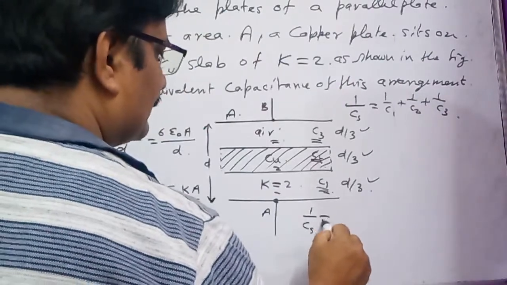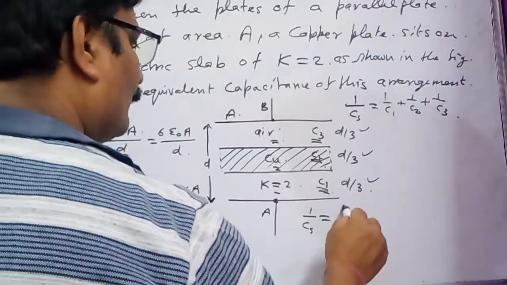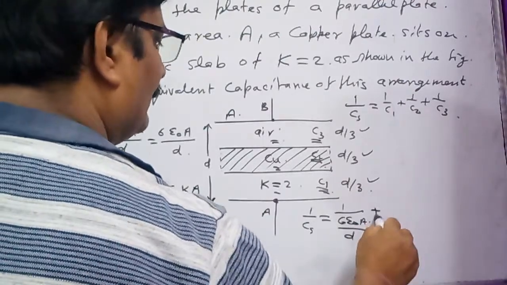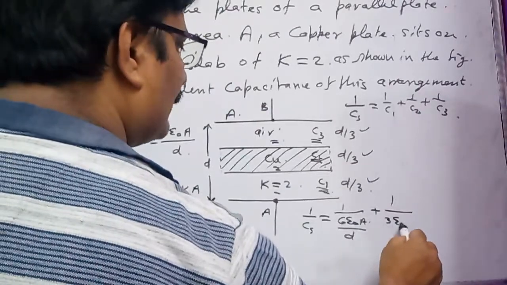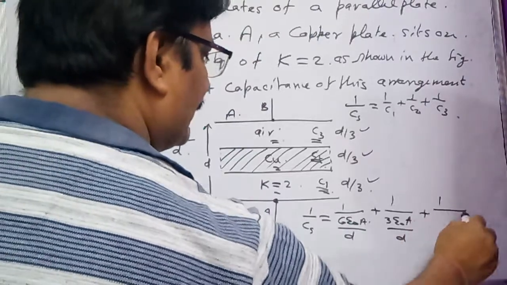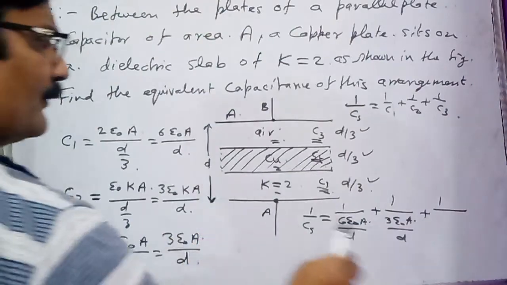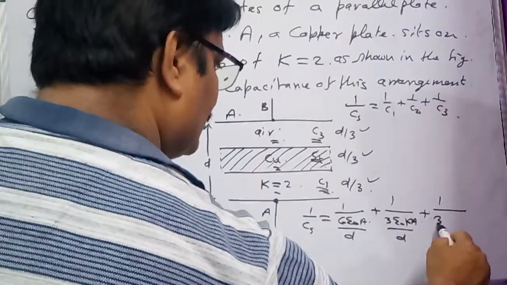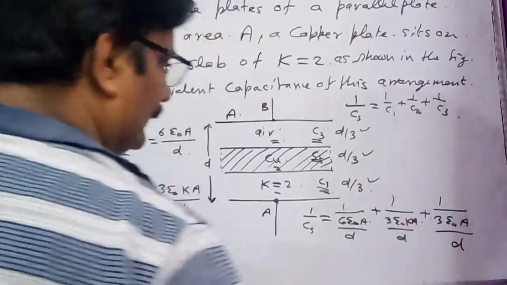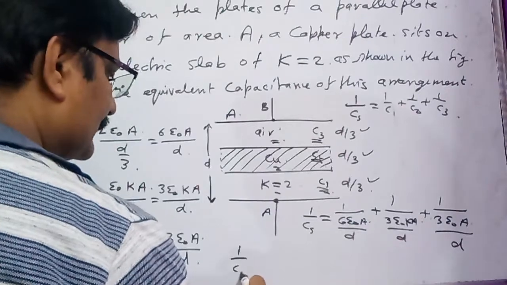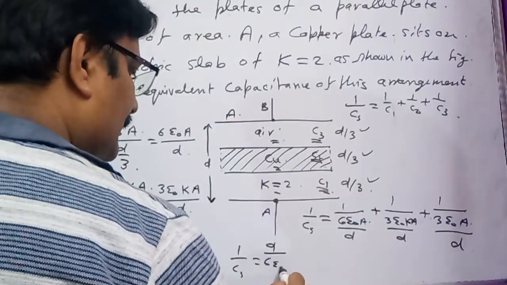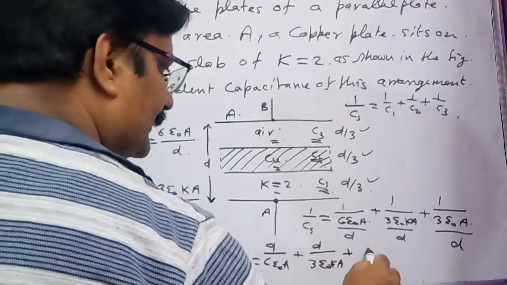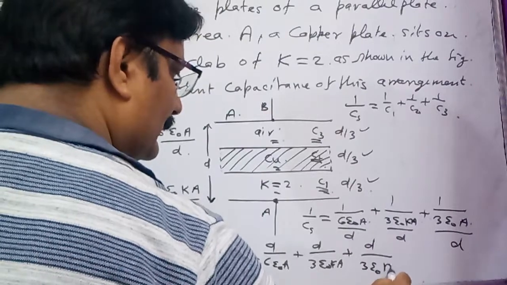So 1 by Cs is equal to how much? 1 divided by 6 epsilon naught A by D plus 1 divided by 3 epsilon naught K into A divided by D plus 1 divided by 3 epsilon naught A by D. So 1 by Cs can be written as D by 6 epsilon naught A plus D by 3 epsilon naught K A plus D by 3 epsilon naught A.